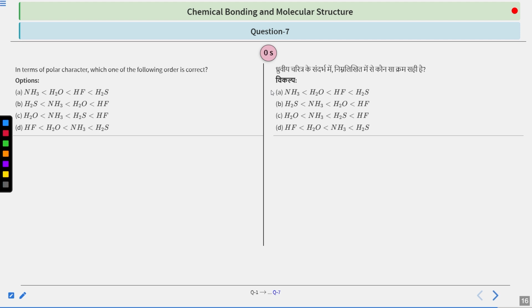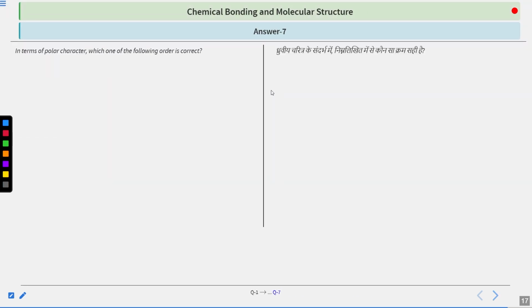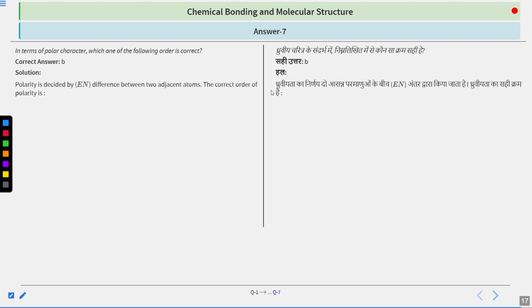Okay, let us see how we can solve it. In terms of polar character, we have to see which one is correct. So the correct answer is B. Polarity is decided by the electronegativity difference between two adjacent atoms. Now the correct order for the polarity is H2S first of all, then NH3, then H2O, then HF. So this is the correct polarity order.